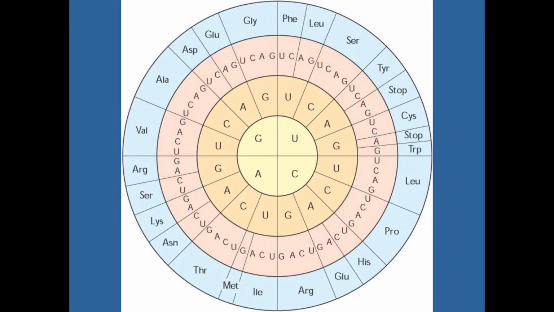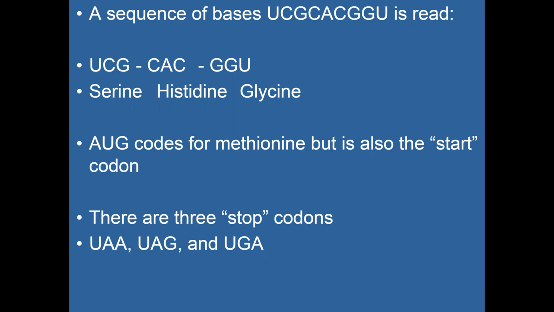This is just another way of looking at it. It's the same thing, just a different way of presenting the information. So for example, a sequence of bases in RNA, UCGCACGGU, is read as UCG, so you separate the first 3 letters, and that's serine. CAC, the next 3 letters, is histidine, and GGU is glycine, the last 3 letters. So you're separating every 3 letters.